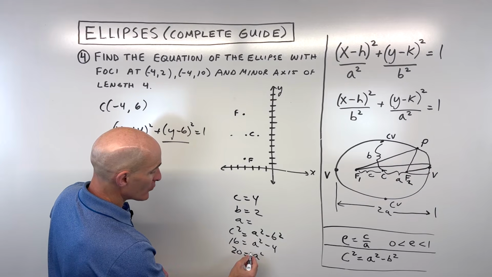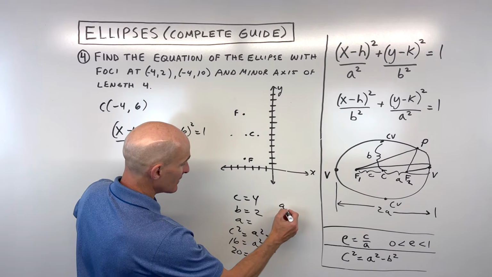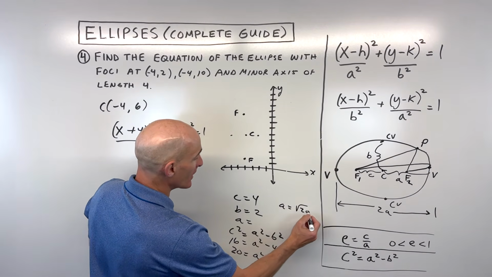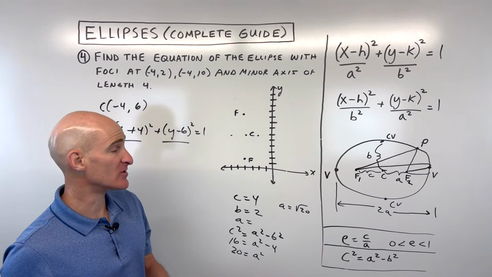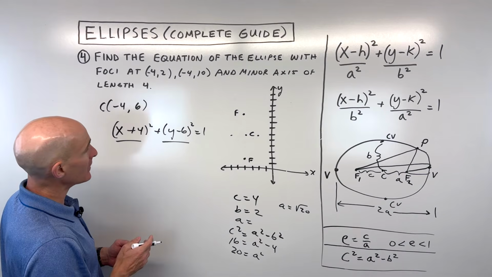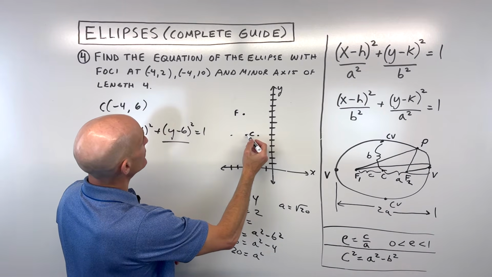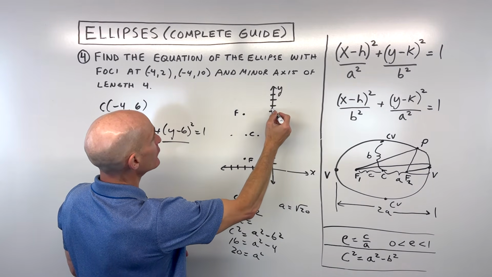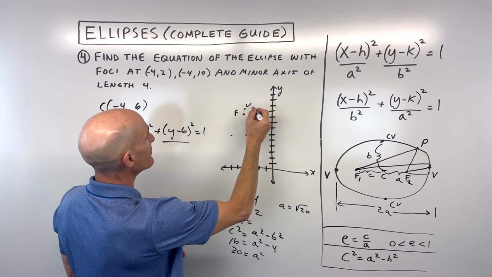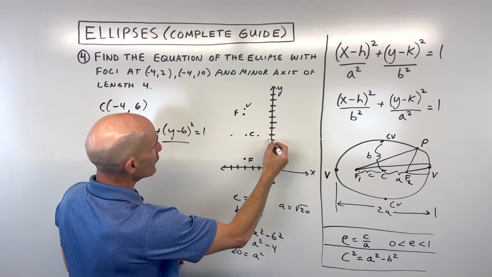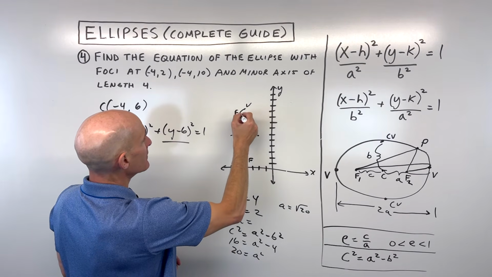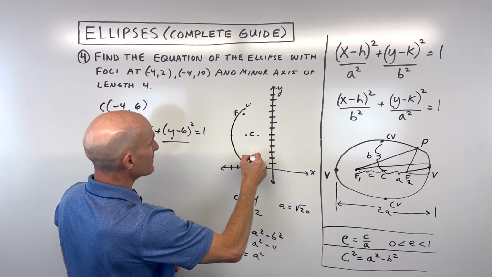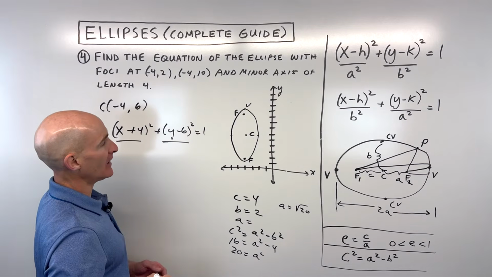If I add 4 to both sides, a squared is equal to 20. And if I take the square root of both sides, that would mean that a equals the square root of 20, which is somewhere in between 4 and 5, right? So maybe around 4.5 roughly. So from the center here, we would be going up 4.5. So our vertex would be right about there. And then down 4.5, which would be right about here. So we can see our ellipse looks something like that.